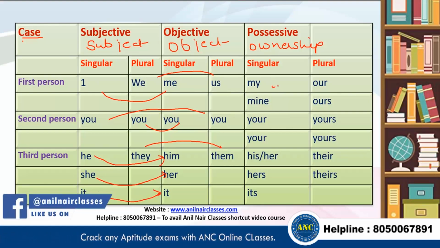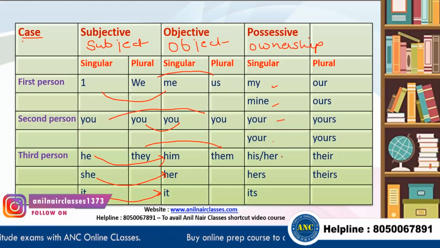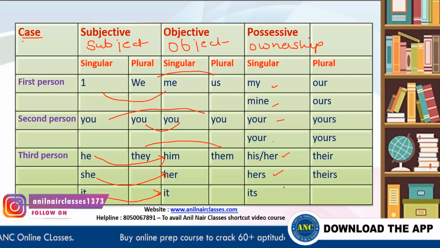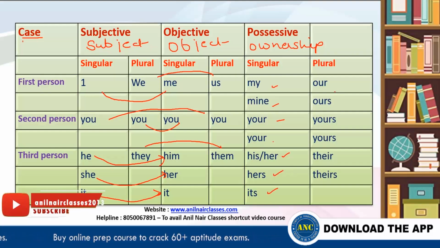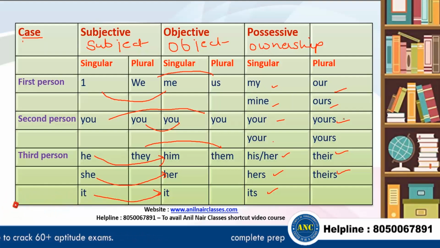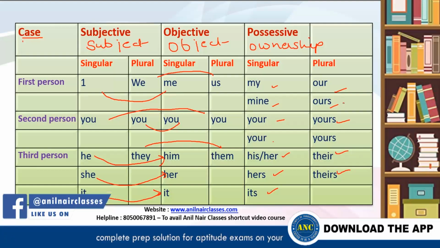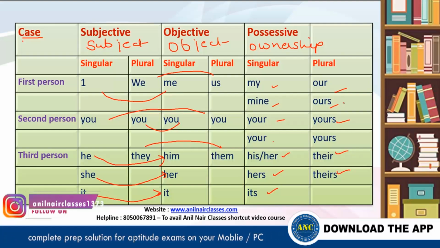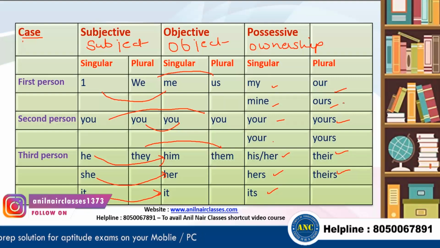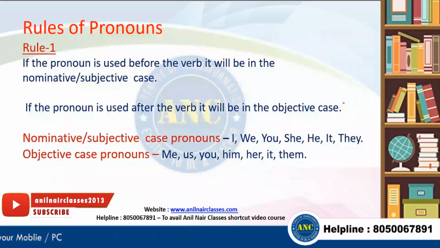Possessive pronouns are like my, mine, your, yours, his, her, hers, theirs, its. So our, ours, yours, theirs, these are all your possessive pronouns. In detail, we have already discussed this in the previous slide. So even the pronouns have three cases: the subject case, object case and the possessive case. Let's move ahead to the next slide.